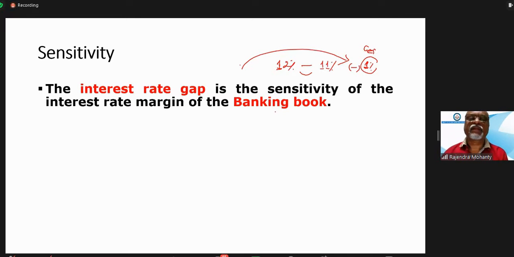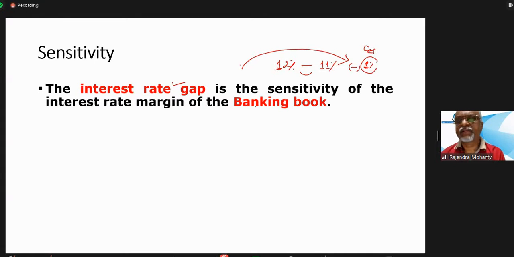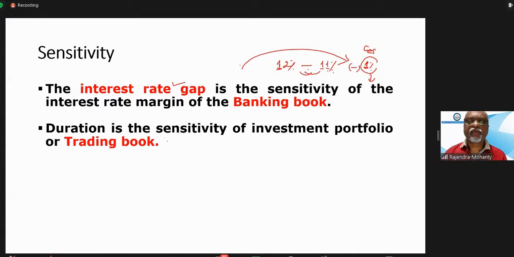So if you know the amount of loan, it can easily be calculated. So banking book transaction sensitivity calculation is very direct. There is no problem. The interest rate gap is the sensitivity of the interest rate margin of the banking book. So the gap between 12 and 11 is 1%. This is the sensitivity. That's all. But in case of the trading book, duration is the sensitivity of the investment portfolio of the trading book.